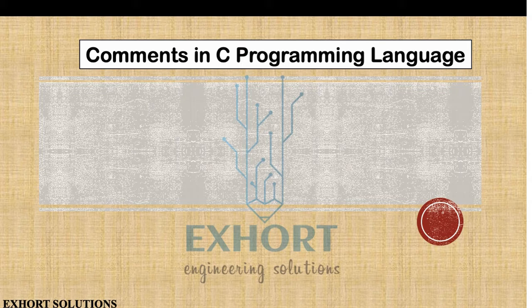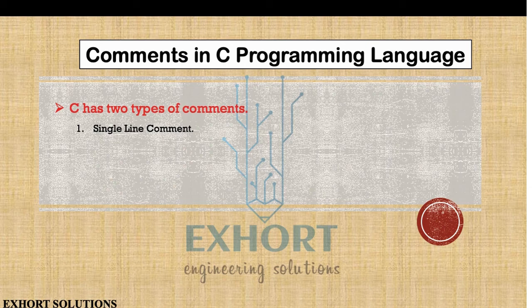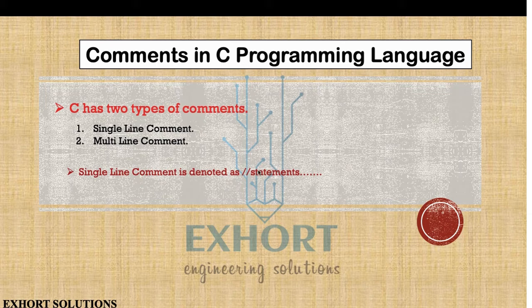Okay, now we will see comments in the C programming language. C has two types of comments. First is single line comment and second is multi-line comment. Single line comment is denoted by two slashes and then the statements are written, and multi-line comment is denoted by slash star, then we write statements, then closing star and slash. The benefit of these is that the compiler ignores the set of statements written in the comments.